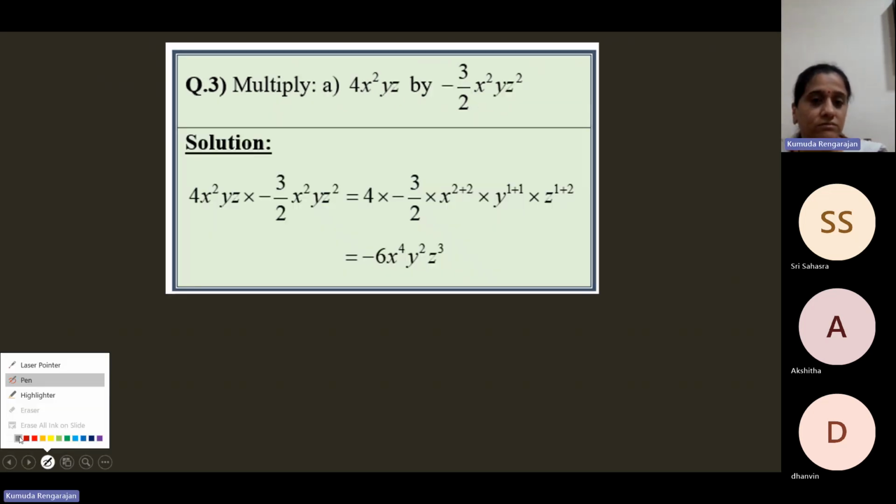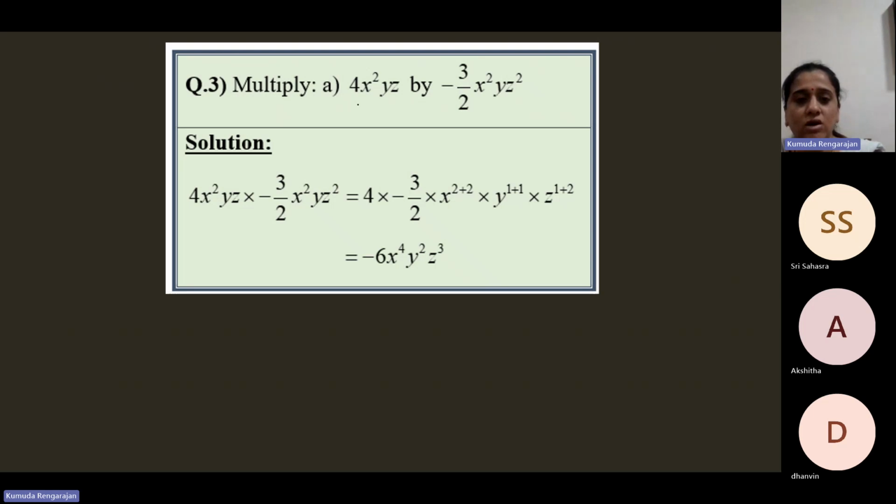Now see this one. Multiply. This is called a monomial. This is multiplying a monomial by a monomial. A monomial is an expression with one term. A polynomial with one term is called a monomial. Single term. Now, why is this a single term? Single term because a separator is a plus or minus.